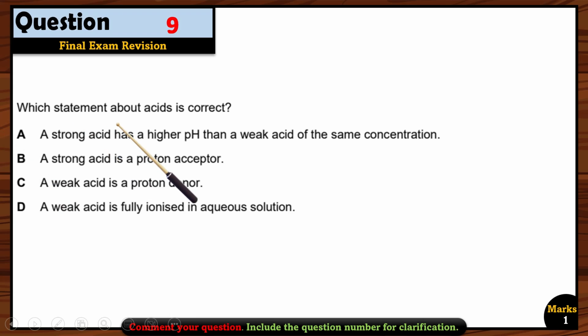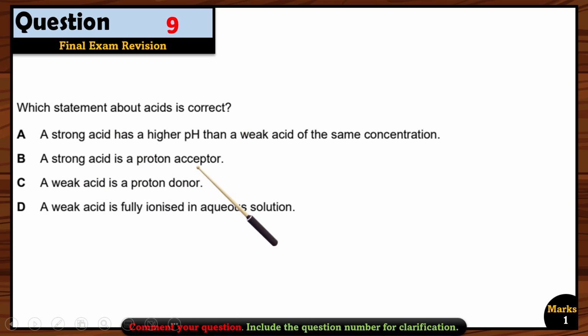Question 9. Which statement about acid is correct? A strong acid has a higher pH than a weak acid of the same concentration. Wrong. Acids always have a pH less than 7. So if their pH is around 0, 1, or 2, it means they are strong acids. So their pH should be lower than the weak acid.